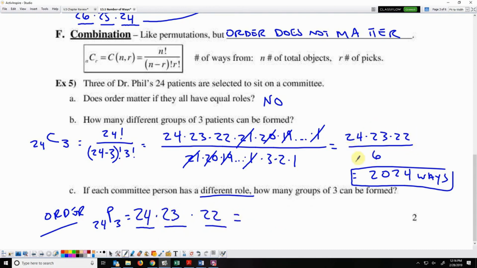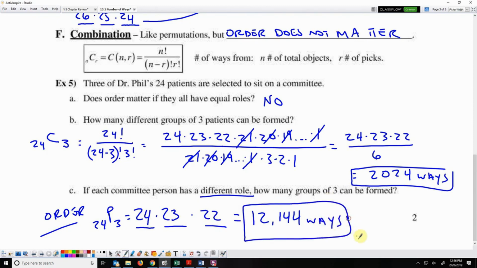Notice it's very similar to what we had here for the number of combinations, except now we don't have to divide by 6, so it's going to be a bigger number. 12,144 different ways to arrange. Okay? There's usually going to be more ways to arrange numbers than there are just to choose them.